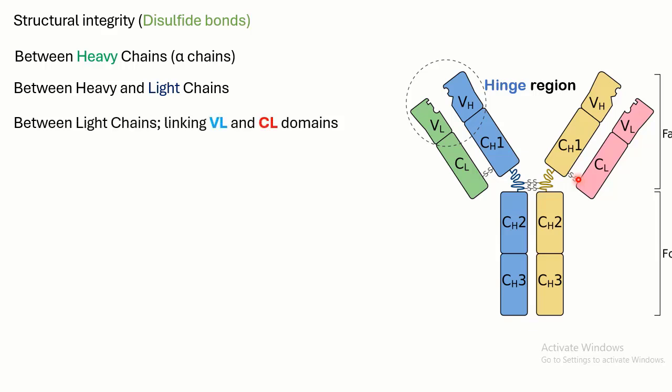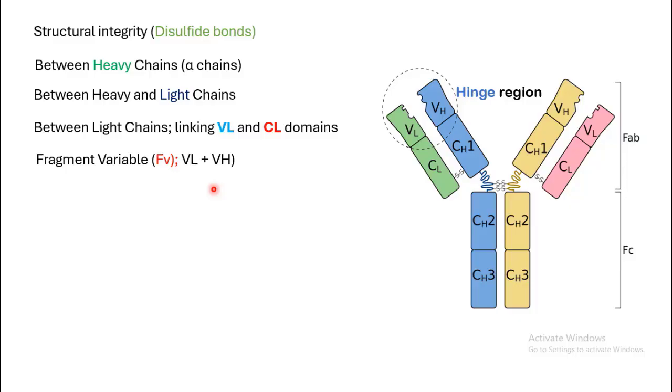Thirdly, these disulfide bonds are also present between the VL and the CL domain. So this is the VL domain, this is the CL domain, and they're also connected to each other by disulfide bonds. The collection of these disulfide bonds between the heavy chains, between the light chains, and between the heavy and the light chain is responsible for the structural integrity of the immunoglobulin A. Thereby, it can perform its immunological functions.